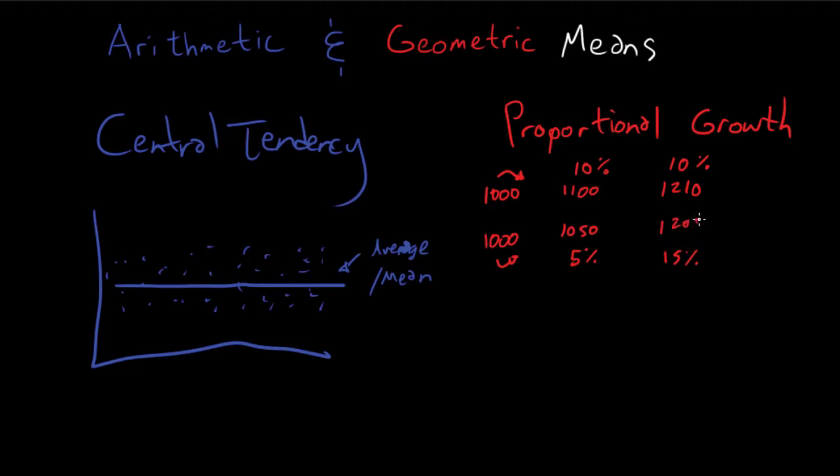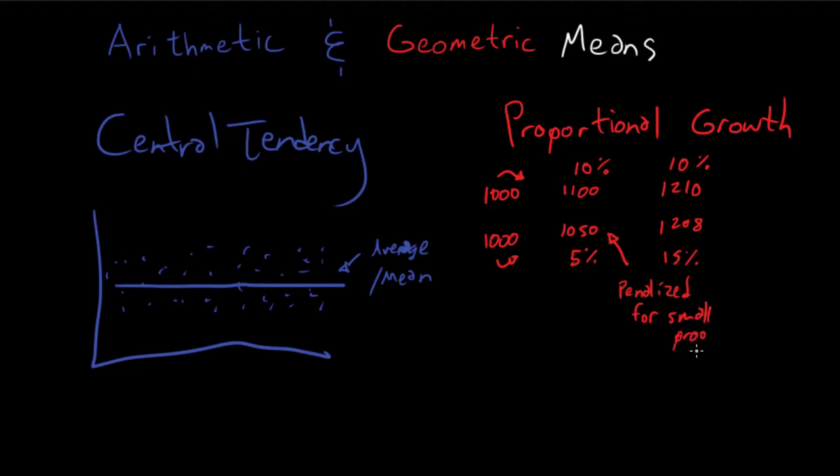But you would be wrong. It would not be $1,210, and that's because it's harder for this small balance to grow 15% and equal $1,210. In other words, you're penalized more for small proportions.